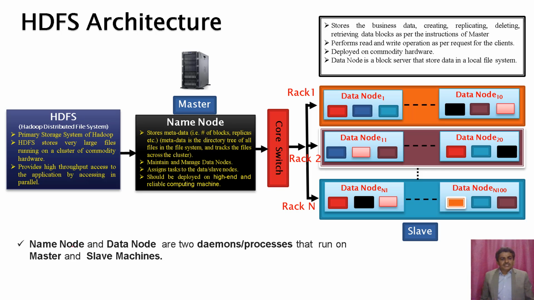Lastly, the most important thing: name node and data node are two daemons or processes that run on master and slave machines. As we know, Hadoop is a framework to process big data. Hadoop works in a distributed environment. The ultimate task of Hadoop is to get reliable and fast computing. And the centerpiece of Hadoop is the HDFS. Two major components of HDFS are name nodes and data nodes. Name nodes work on the master nodes while data nodes work on the slave nodes.